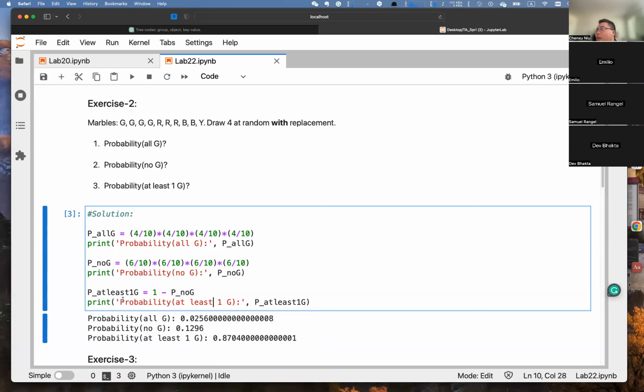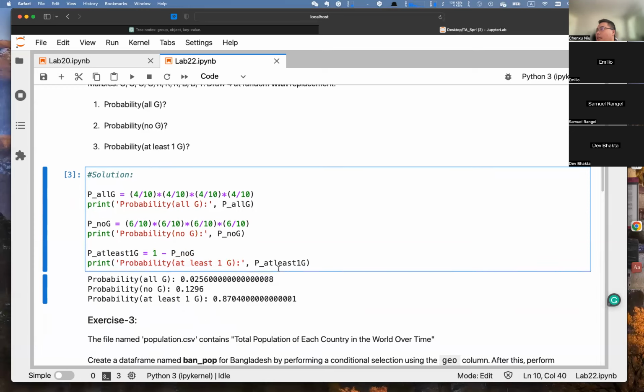Okay. So here, this is the result. At least one G is 1 minus P no G's. It's 0.87. So it's about the second exercise. So any questions so far?